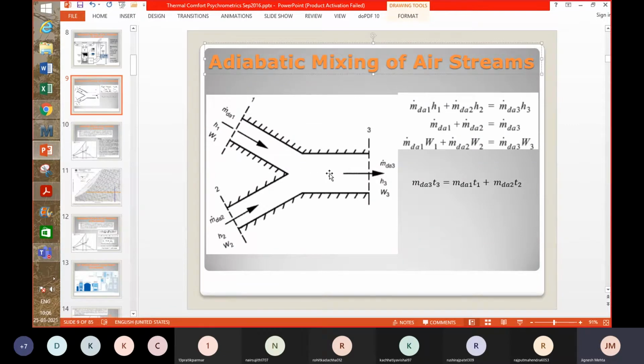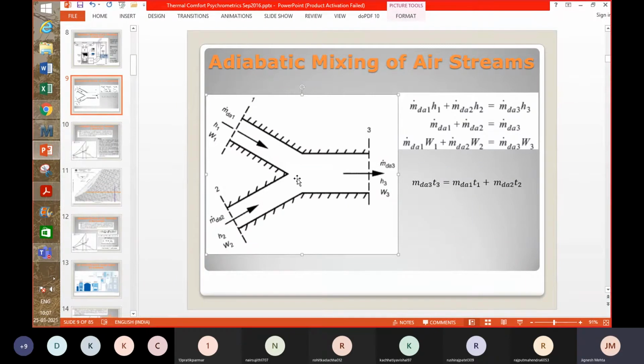So you can apply the mass balance of dry air, the moisture balance of water vapor, as well as the energy balance. And with the help of that, you can get the values of various properties or parameters after mixing, right? That is what would be the exercise in this psychrometric process. Now we'll talk about these equations, etc.